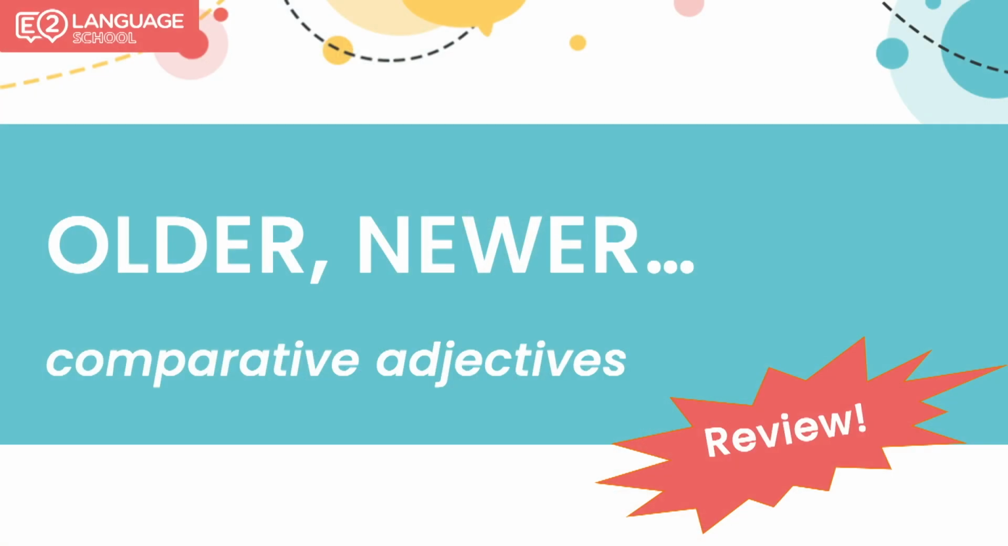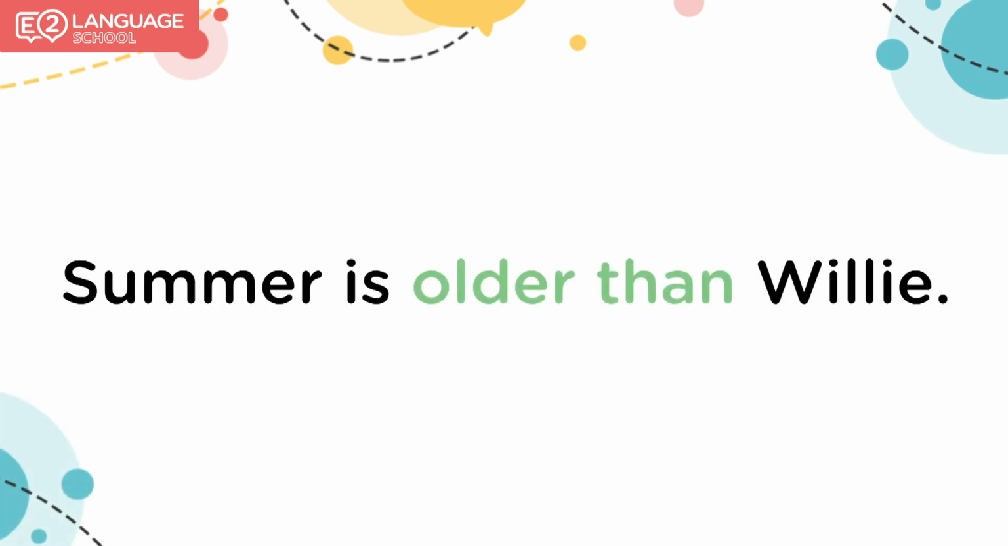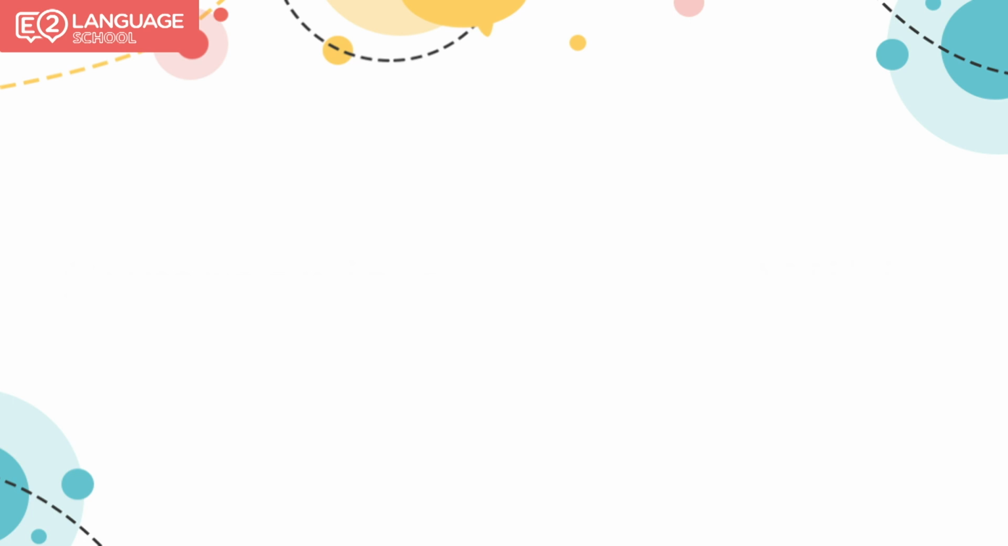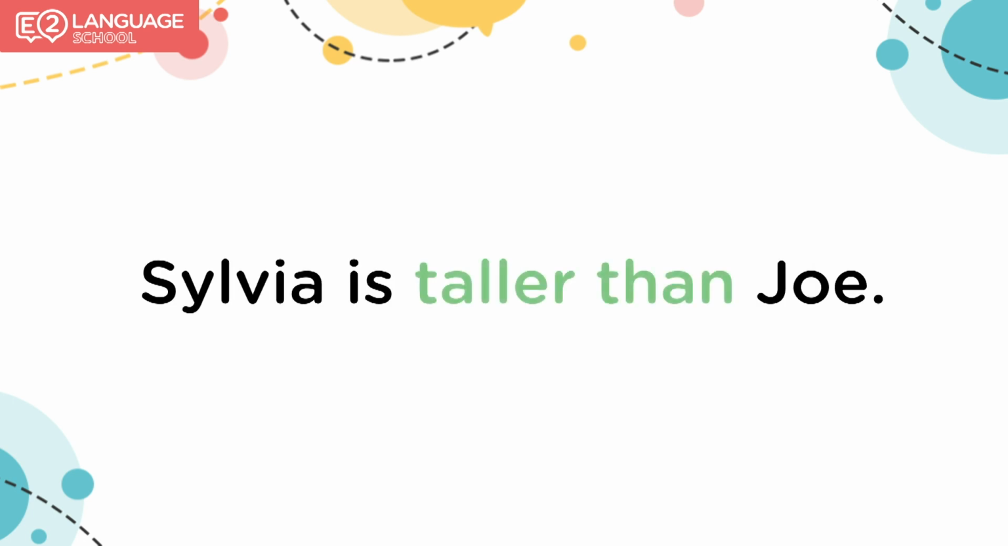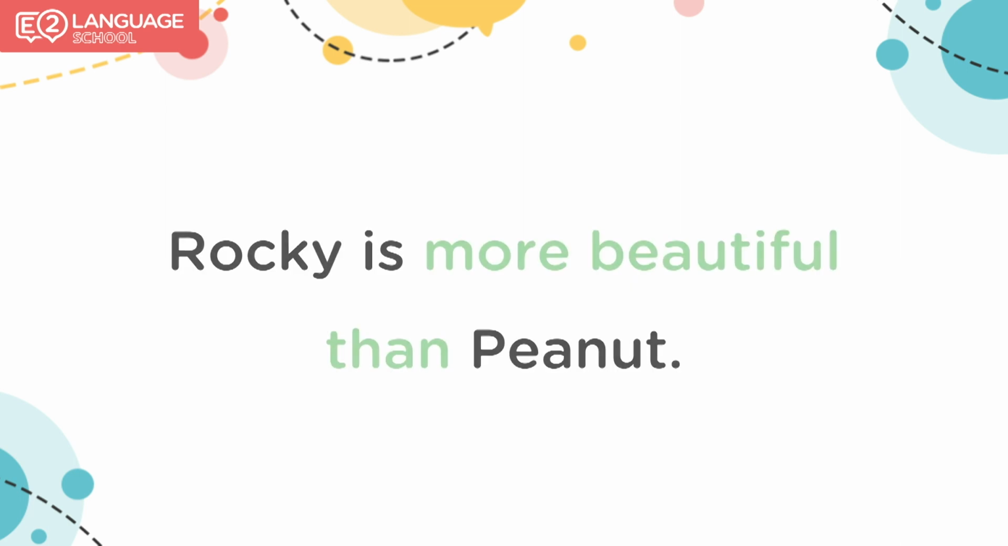In today's class, we're going to review comparative adjectives. So that's words like older, newer. Let's begin by looking at an example sentence. Summer is older than Willie. Sylvia is taller than Joe. Rocky, the dog, is more beautiful than Peanut, the cat.